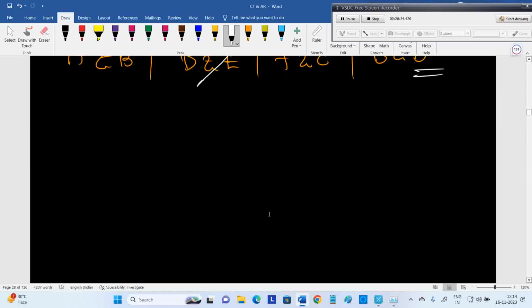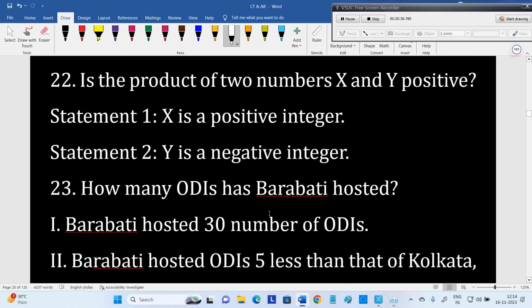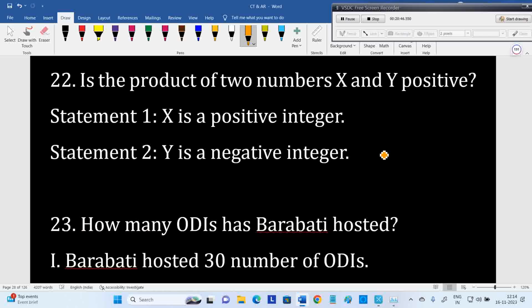Let's see about the next question. Now, data sufficiency, what about this first one? Is it statement one alone, statement two alone, or what? Both statements together. Because if x is positive, we know the product of two numbers, both positive will be positive, both negative will be negative. One positive, one negative means it will be negative. So I have to know whether x is positive or y is positive or not. They gave x positive, okay, but statement one alone I can't decide. X positive, okay, I have to know y also.